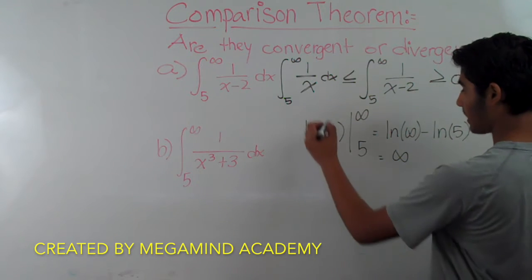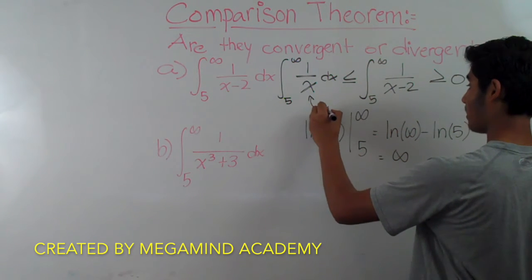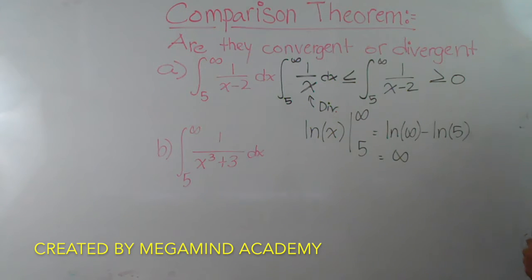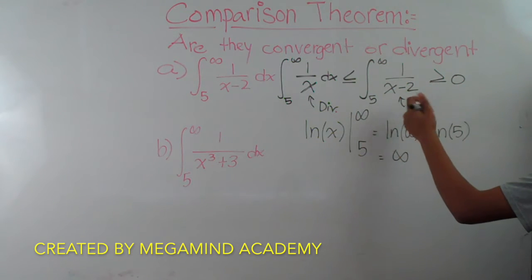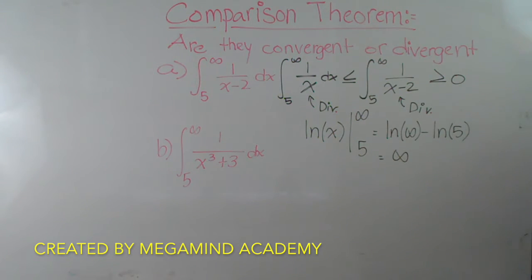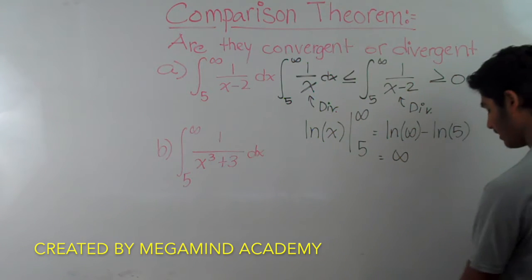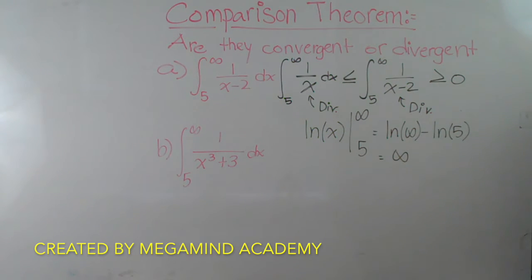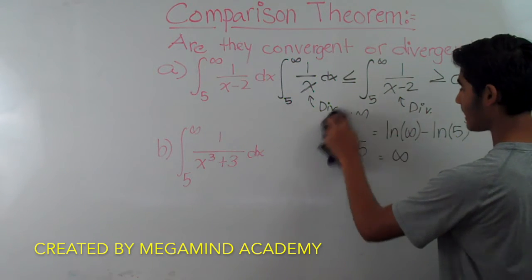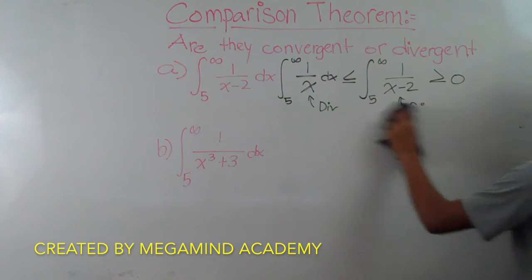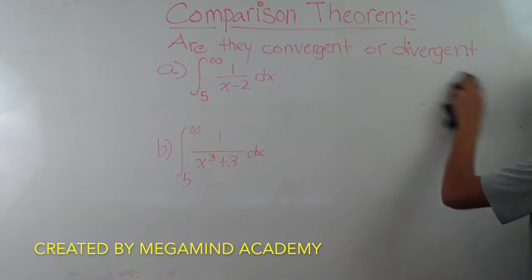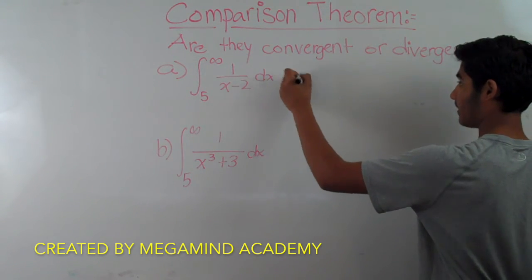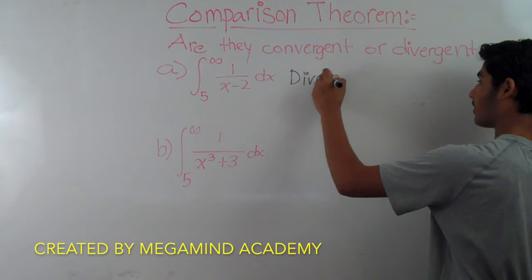So the answer is, because we know that this is divergent, and these conditions are all met, that means that this integral is also divergent according to the comparison theorem. So take a moment to go over this, and then we'll move on to problem B. So this integral is divergent. So let's write that down here. Divergent.